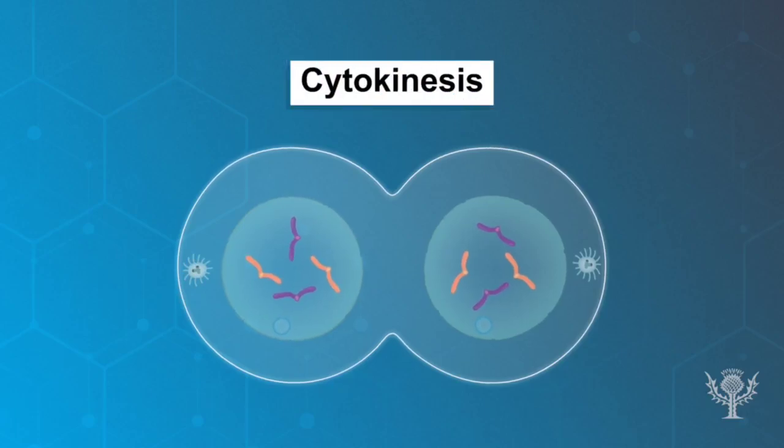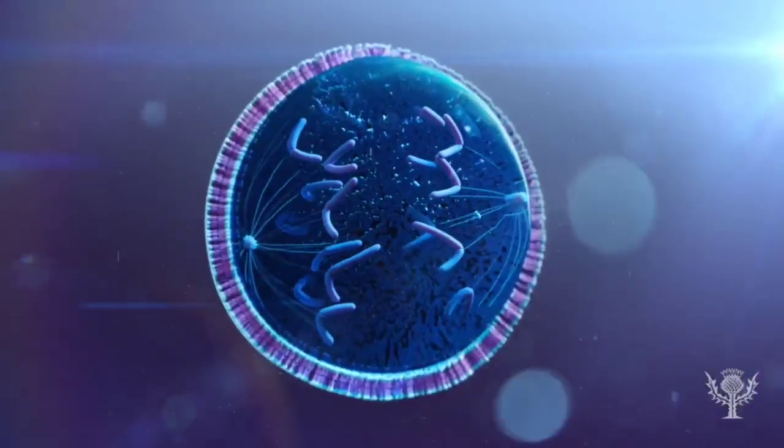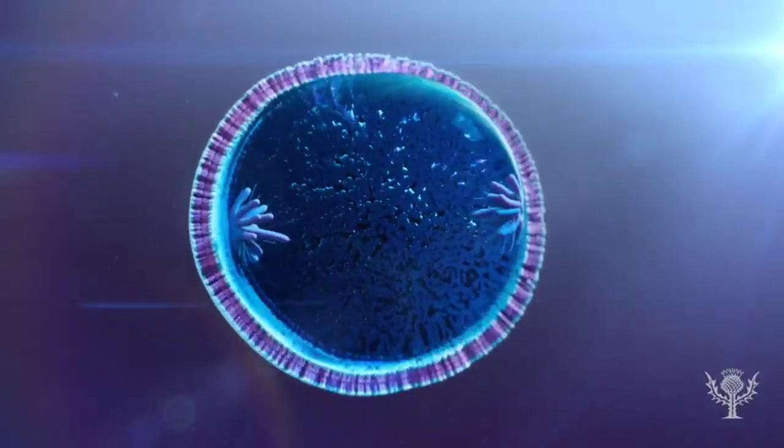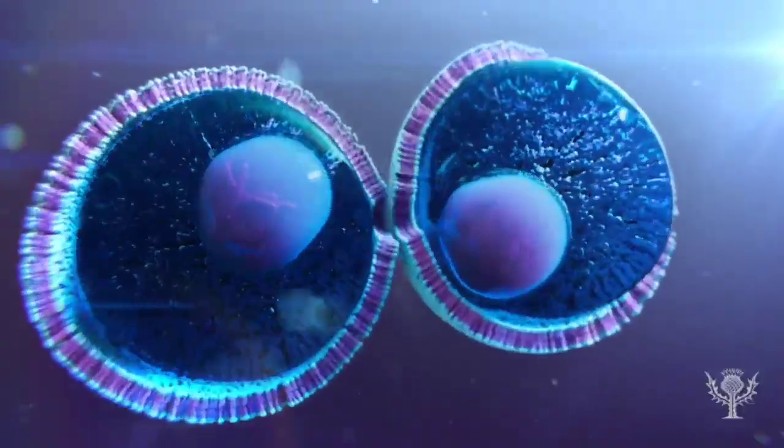Cytokinesis, which sometimes begins during telophase, is the final stage of the cell cycle. Cytoplasm divides, which forms two genetically identical daughter cells. In animal cells, a ring of filaments forms around the equator of the cell. The ring contracts, pinching the cell membrane inward and dividing the cell.